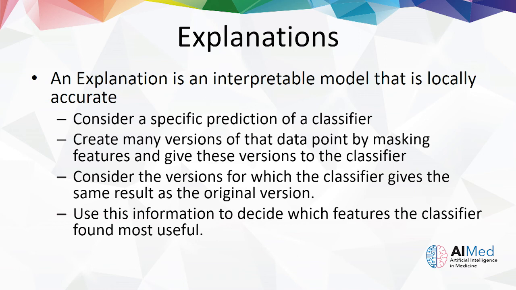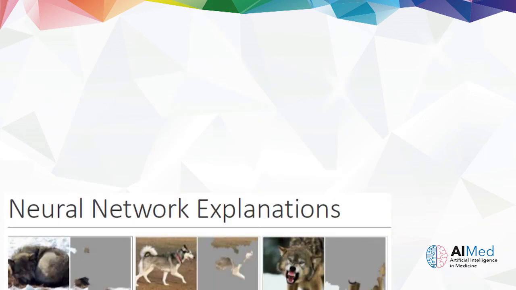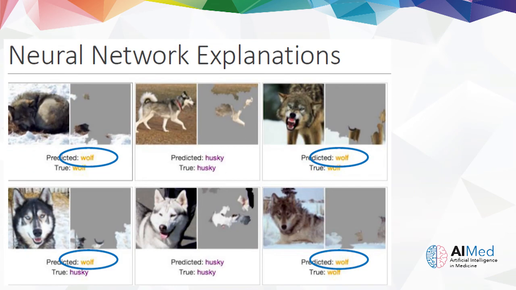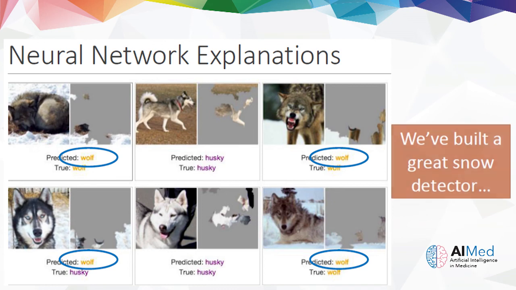So let's look again at the same set of images, now with the explanations. Circled are the ones in which the deep learning model predicted a wolf. You might be a little bit surprised by looking at this, but can you now take a guess as to what the model is actually doing? How is it coming up with its prediction? All right, time's up. What we've really got here is a snow detector.